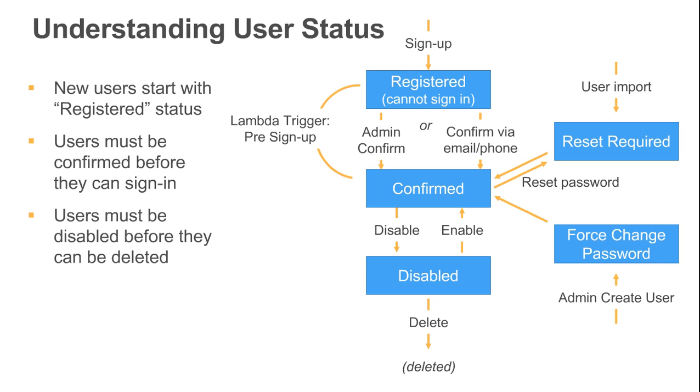And then the bottom right is that admin create user, and you saw this in the console a moment ago where the status is force change password. That means that the user actually has a temporary password which they can use, but as soon as they've used it to sign in, and actually as they first sign in, they need to change their password and provide a new password.